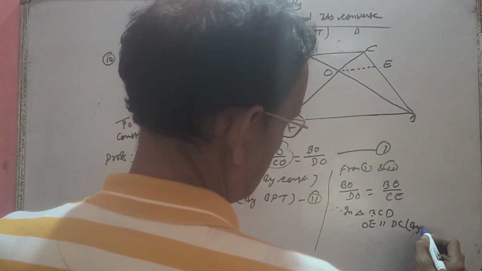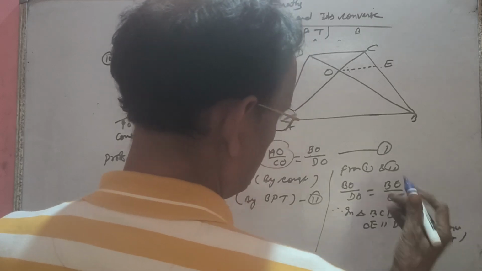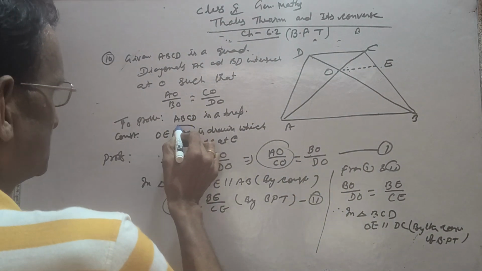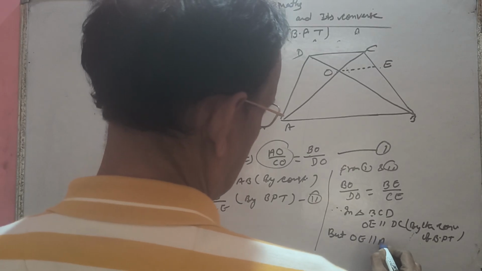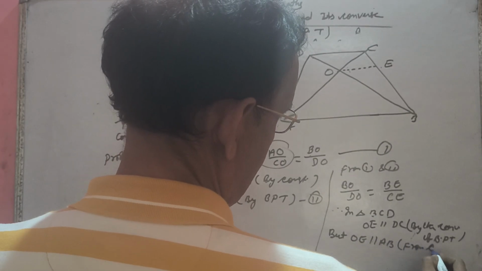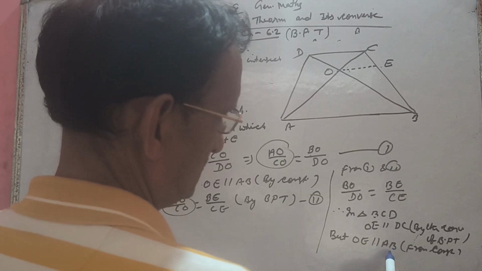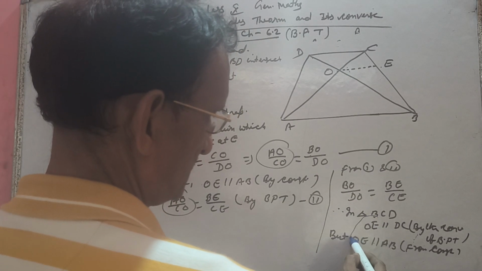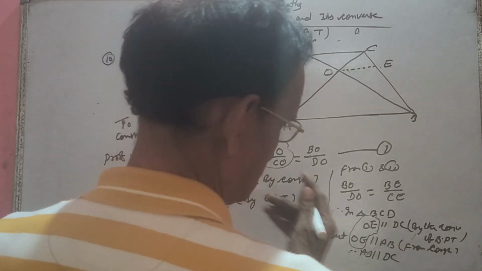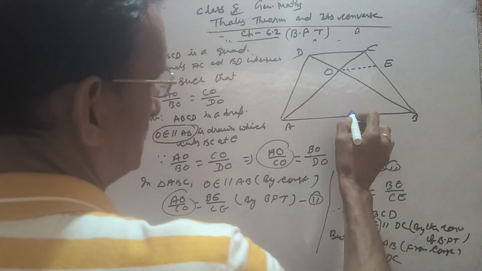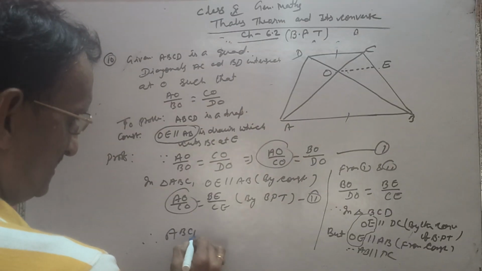You must write by the converse of BPT. But what is the construction here? In the construction OE is parallel to AB. OE parallel AB from construction. Now OE parallel DC you have proved. OE parallel AB was there only. So both AB and DC are parallel to the same line segment OE. So they will be parallel to each other also. Therefore, AB parallel DC. In any quadrilateral, if one pair of opposite sides are parallel, AB parallel DC, then it will be a trapezium. So therefore, ABCD is a trapezium.